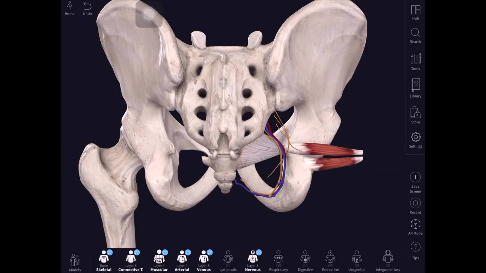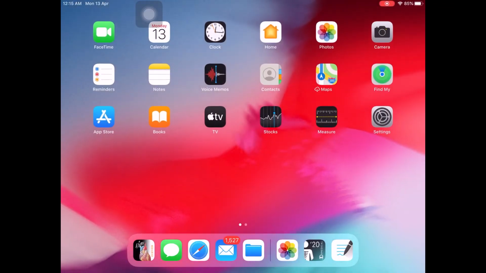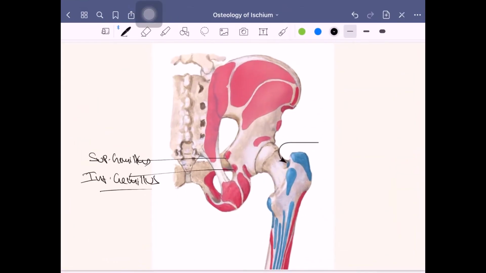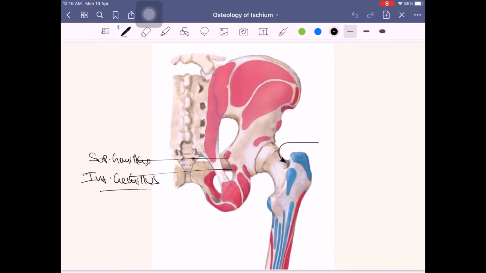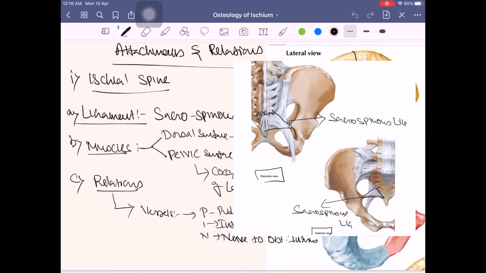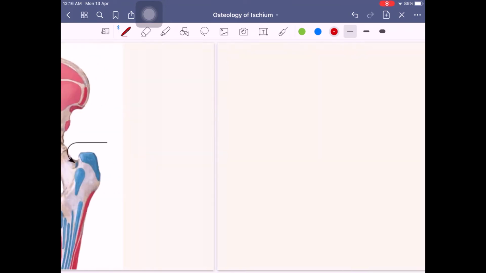Now we go to the lesser sciatic notch. So we are done with the ischial spine, the first part. Now we go to the second part of the attachment and relations. Number 2 is your lesser sciatic notch.